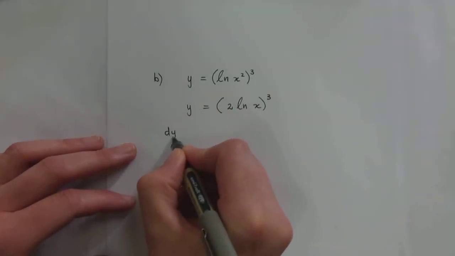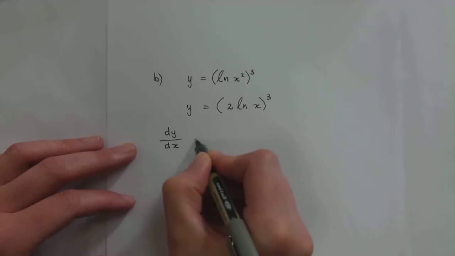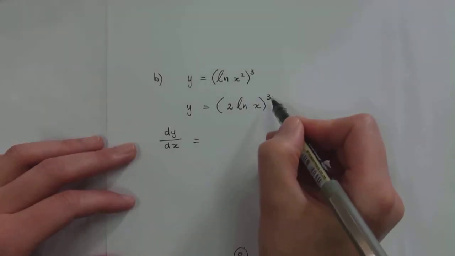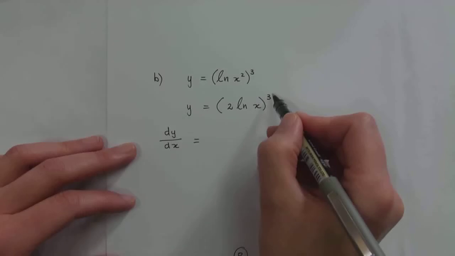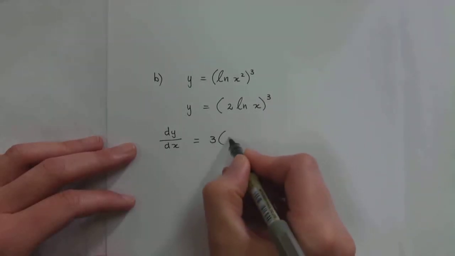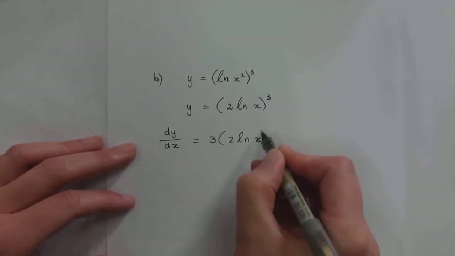So now I'm ready to get dy over dx. Using my chain rule over here, I first have to find the derivative of that to the power of 3. So I use 3 times 2 ln x to the power of 2.